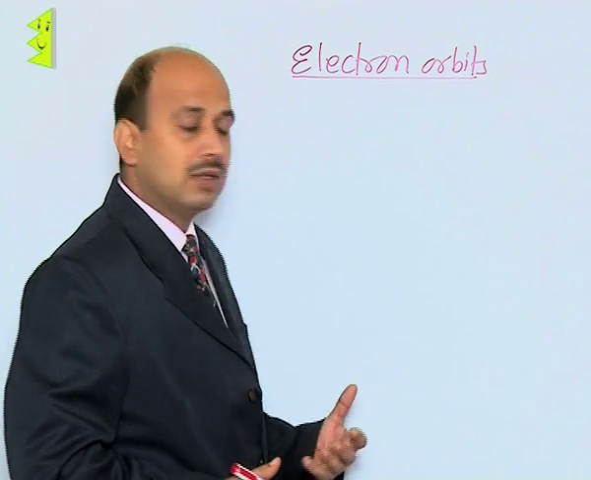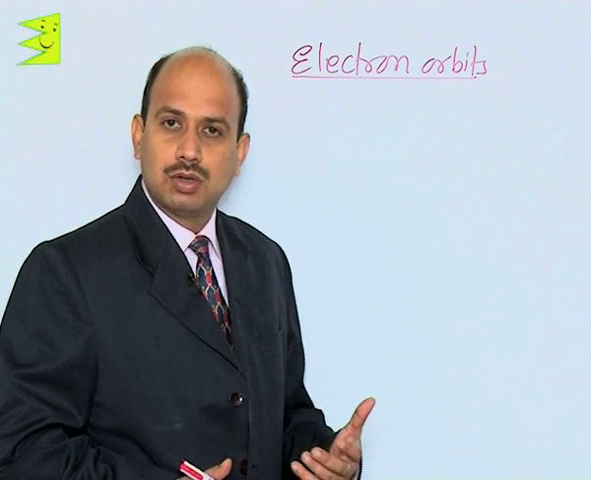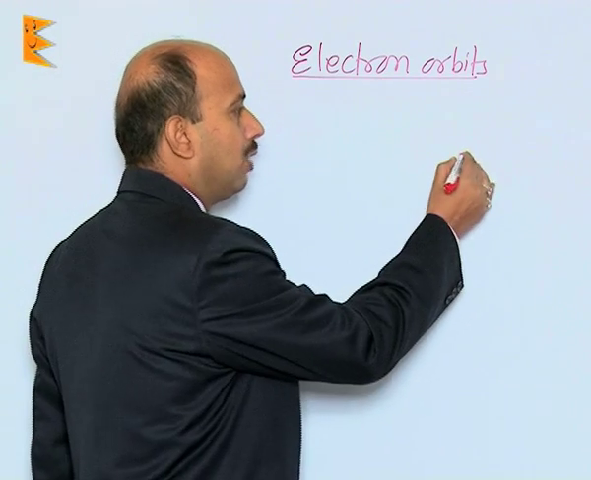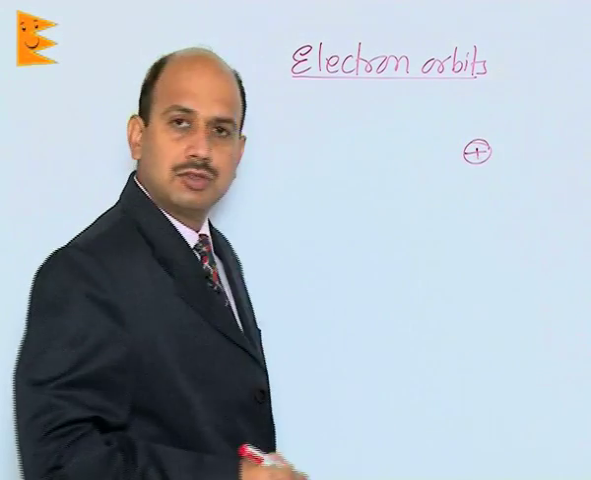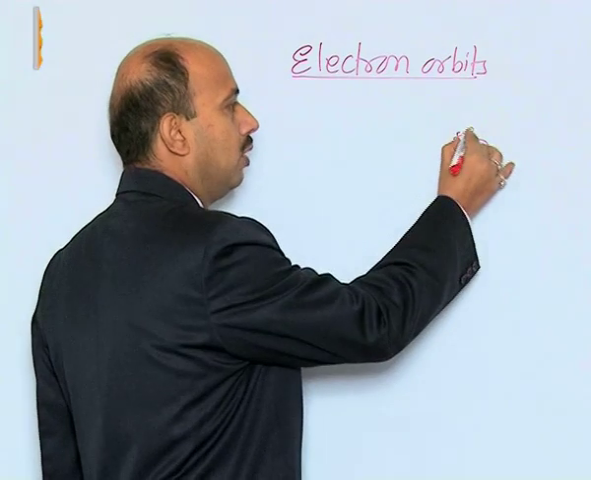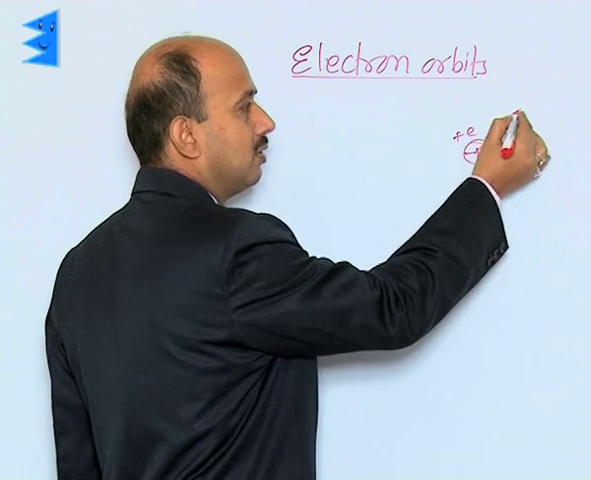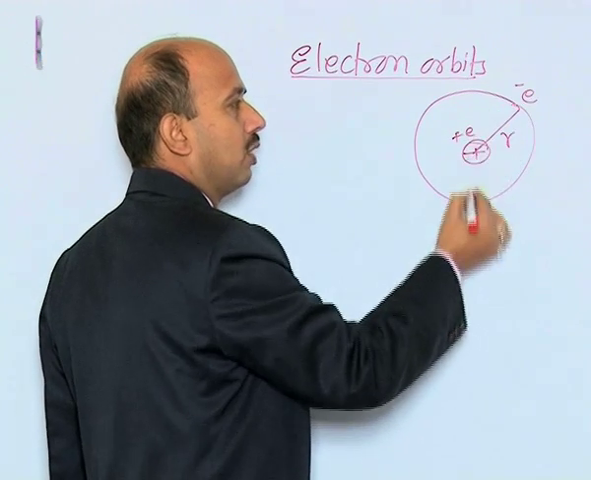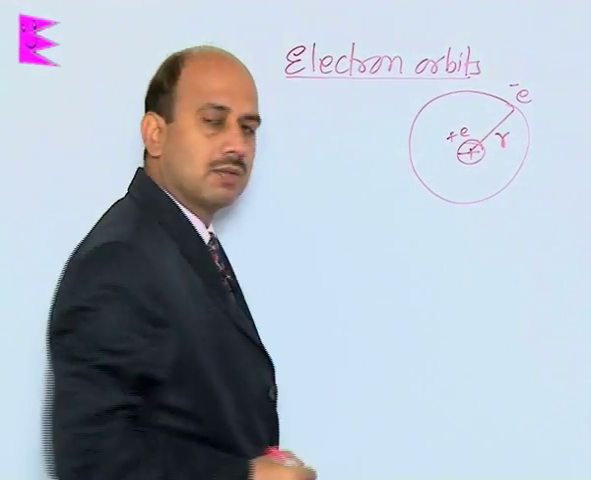Now, we will calculate the energy of the revolving electron. First, we will take the hydrogen atom. Suppose there is a hydrogen atom which has one positive charge only, and an electron revolves at a distance r in a circular orbit. The charge of the electron is negative, and the radius is r.